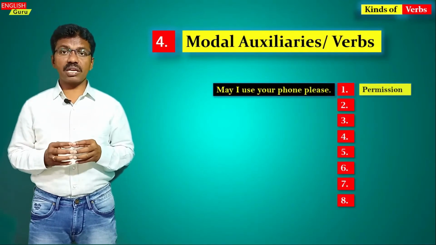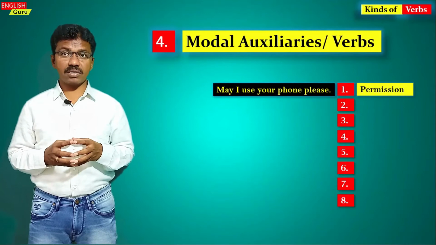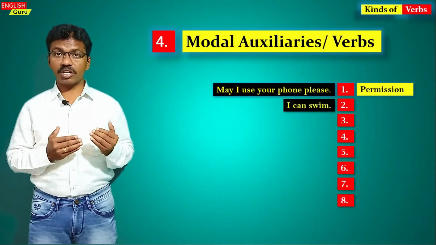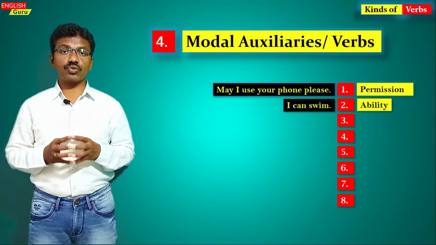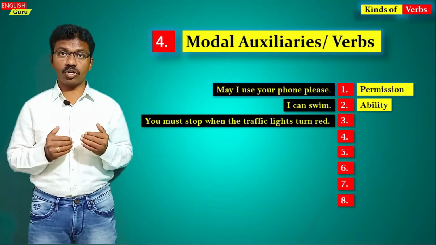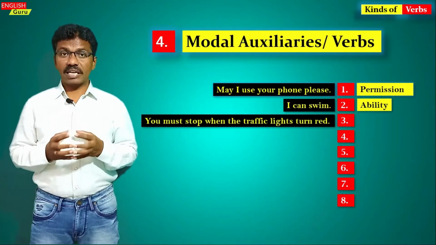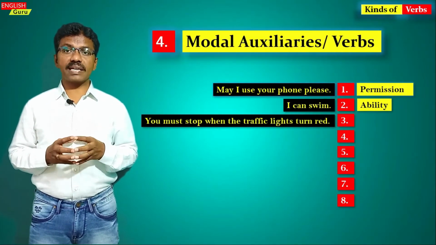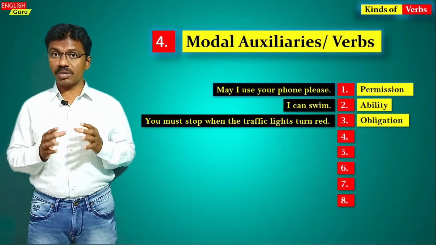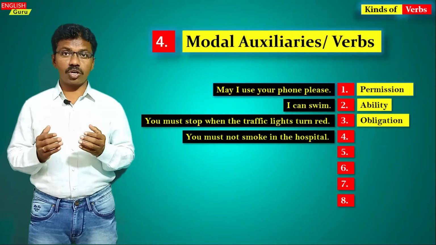For example, if you say, may I use your phone please? This is asking permission. May is a modal auxiliary, a modal verb. I can swim. Here we are talking about the ability of that particular person. Can is a modal verb, a modal auxiliary. And the next one is, you must stop when the traffic lights turn red. Here we are talking about the obligation. So must is a modal verb.